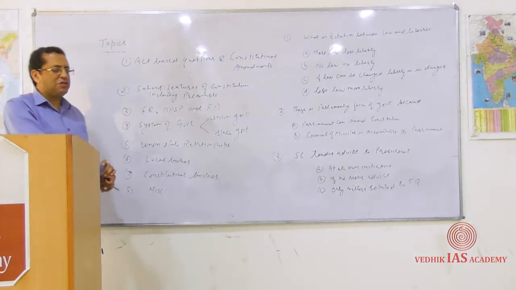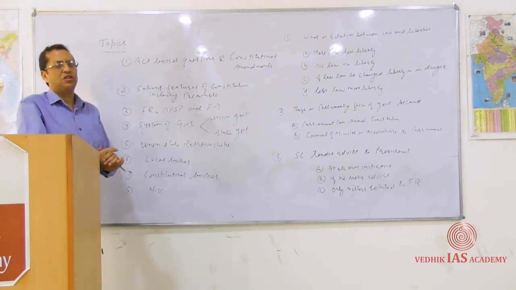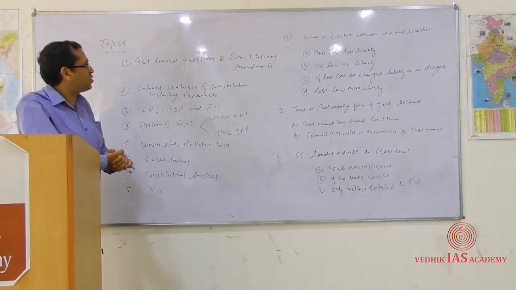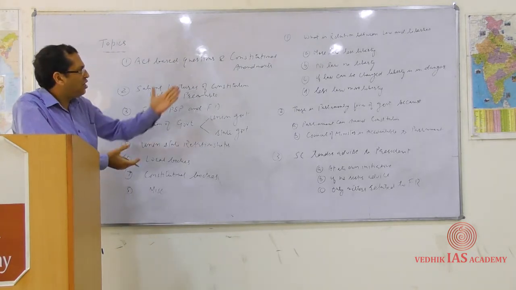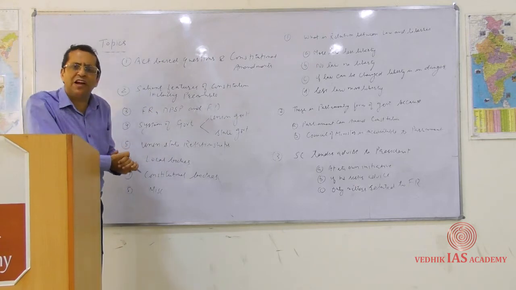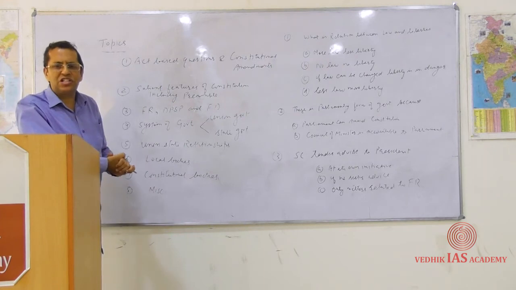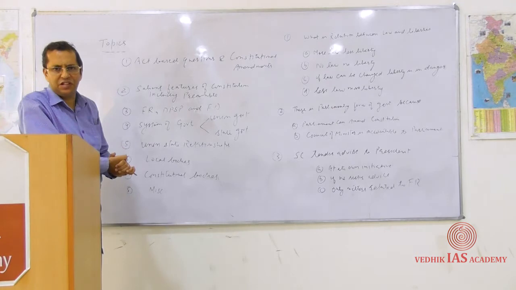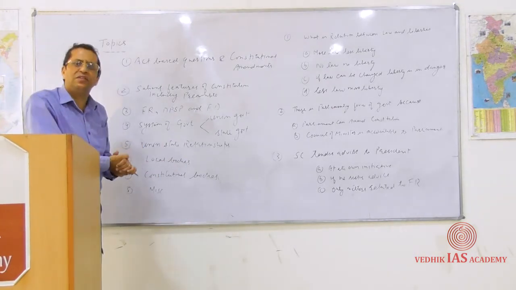Then our second question is, what kind of questions do we get? As far as act-based questions and constitutional amendments are concerned, here we almost always find factual questions. For example, the distribution of powers between union and state is taken from the Act of 1935.